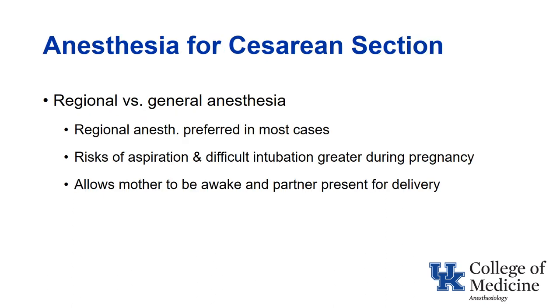So now that we've done our preoperative preparation, we need to plan our anesthetic for cesarean delivery. And the first thing we need to decide is, are we going to do a regional neuraxial anesthetic or a general anesthetic? Regional anesthesia is going to be preferred in most cases. As I have already mentioned, the pregnant patient is considered to be at increased risk for aspiration as well as difficult intubation. So for these reasons, we feel it's generally safer to do a neuraxial anesthetic.